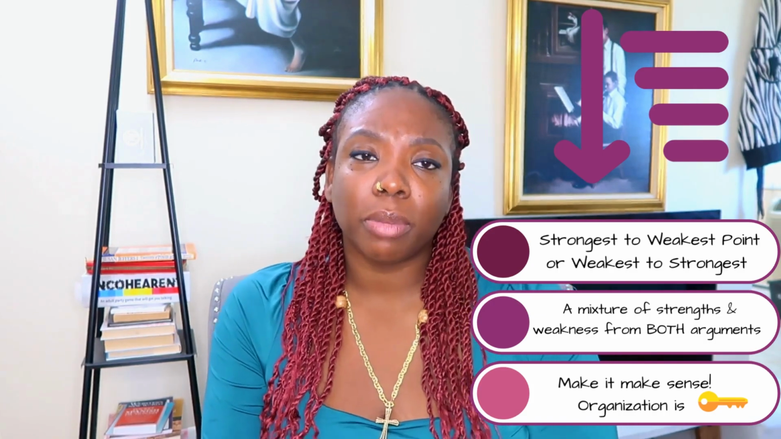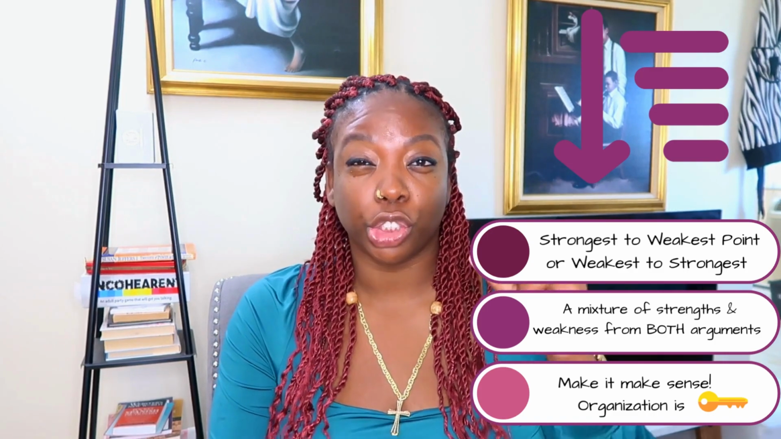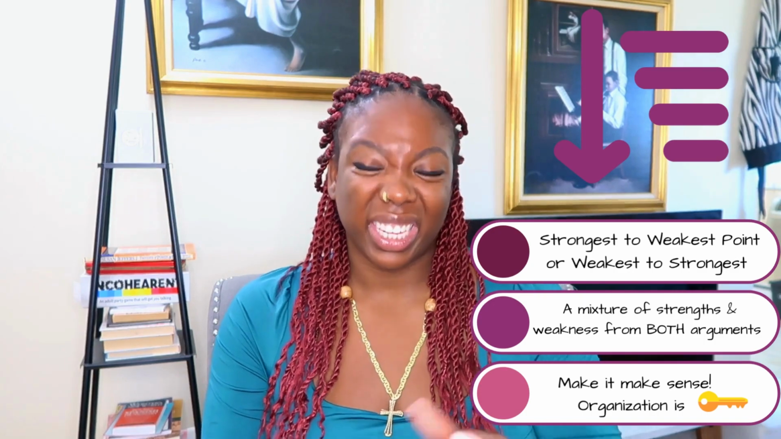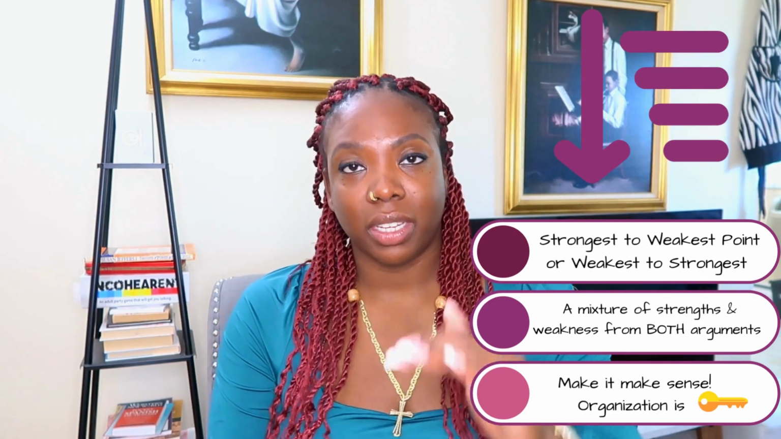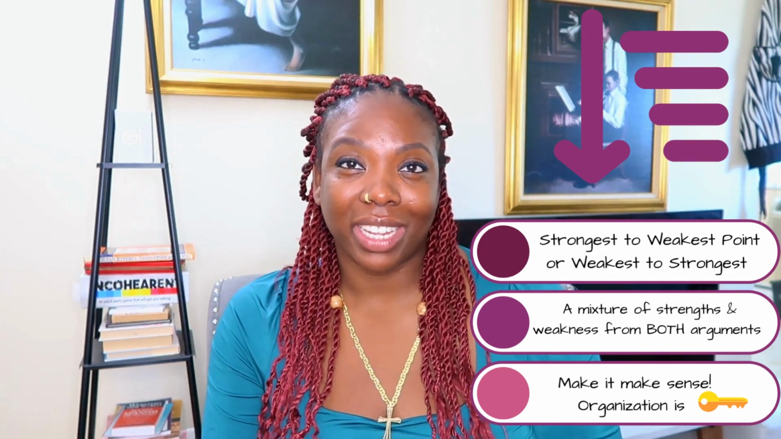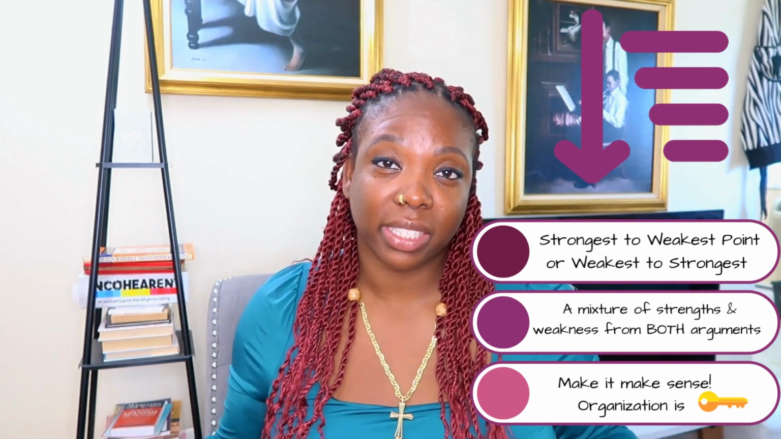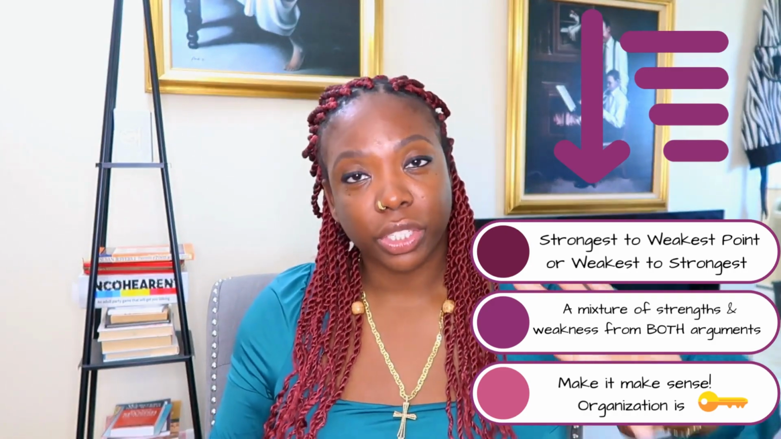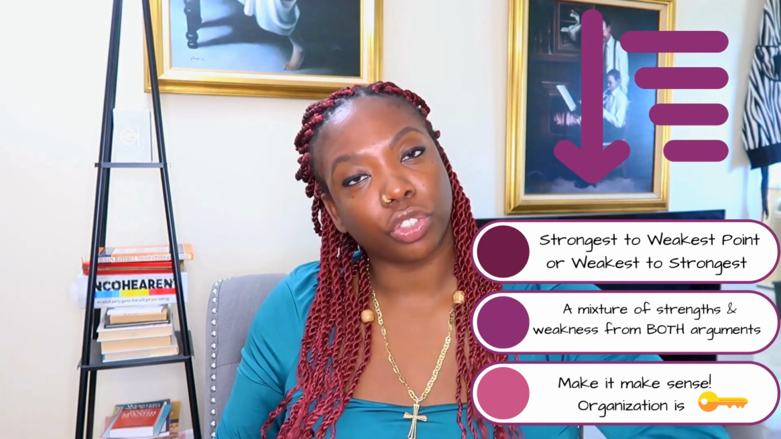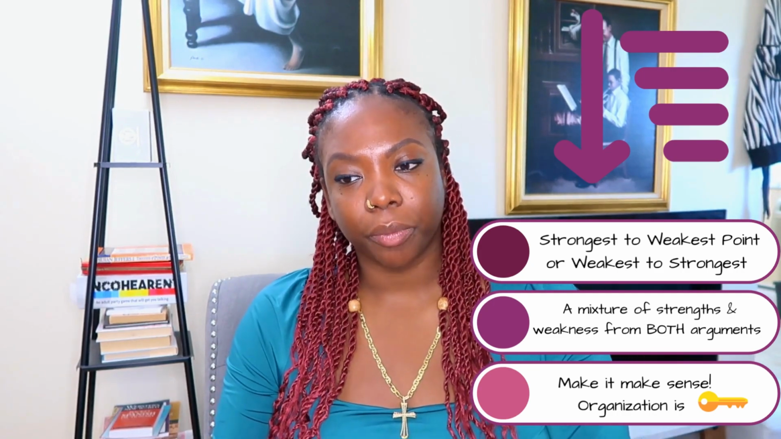You can set it up from strongest to weakest point. Body paragraph 1 could be your strongest point with your evidence, and you explain it down to your weaker points, right? The only con of that is you might end on a low note, but there's nothing wrong with it. You did what the essay required. Or you can start with the weaker point and then make your points that are going to be stronger, right? That you have more support for. You can do it that way.